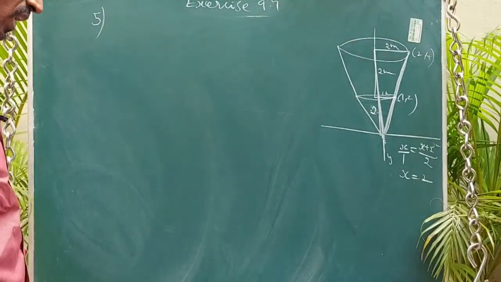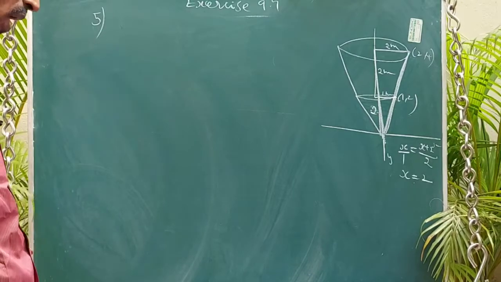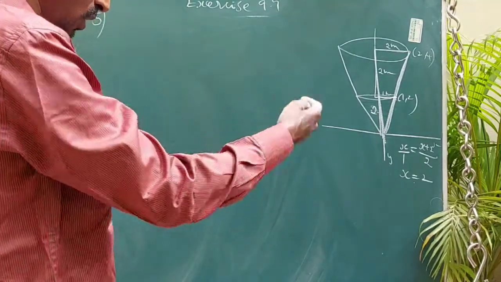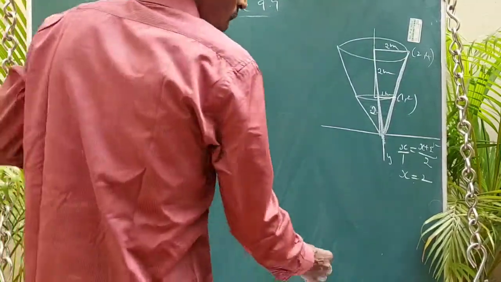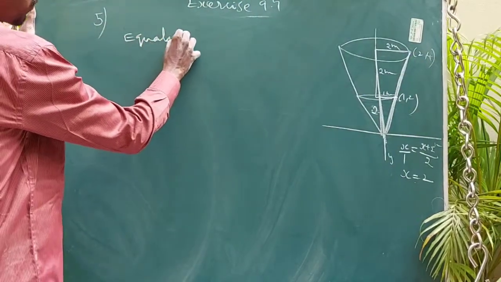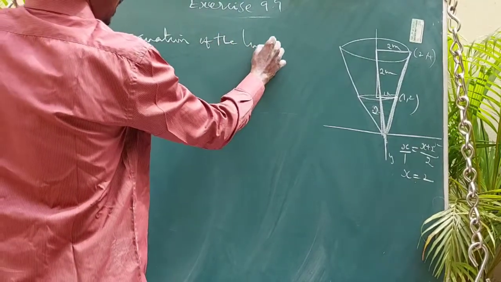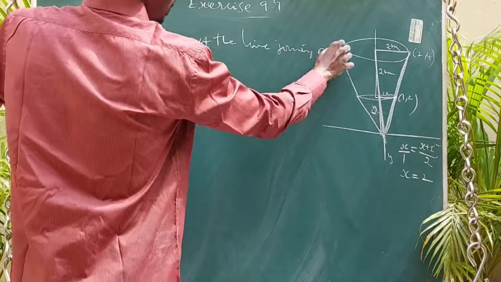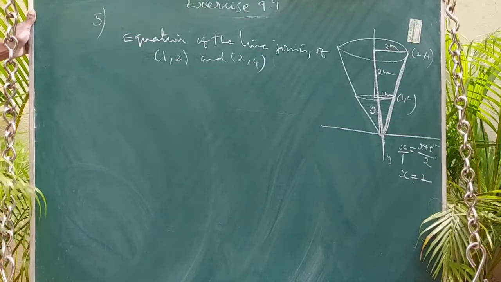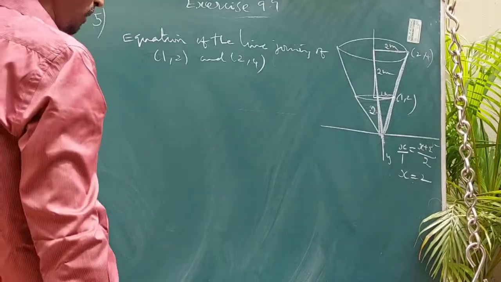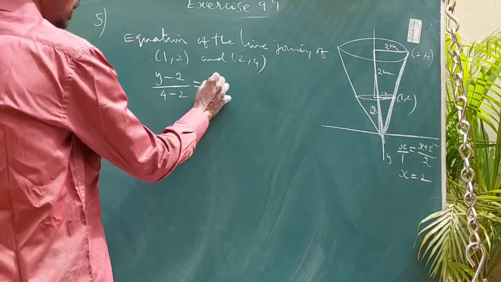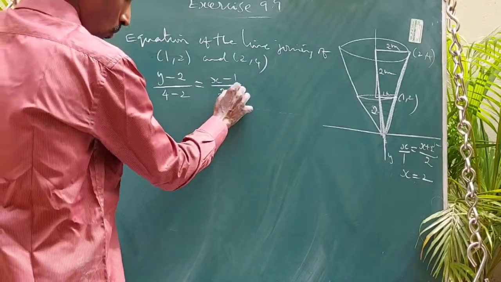If we rotate the line joining the points 1 comma 2 and 2 comma 4, we get the volume of the total cone. So to find the particular volume, we need to integrate between 2 to 4. First, to find the equation of the line joining 1 comma 2 and 2 comma 4, apply the formula (y minus y1) by (y2 minus y1) equal to (x minus x1) by (x2 minus x1). So (y minus 2) by (4 minus 2) equal to (x minus 1) by (2 minus 1).